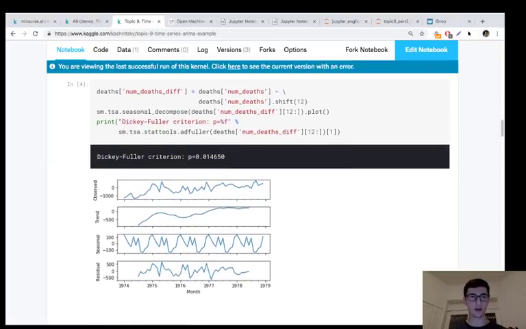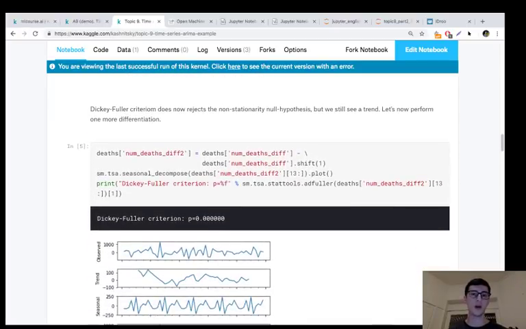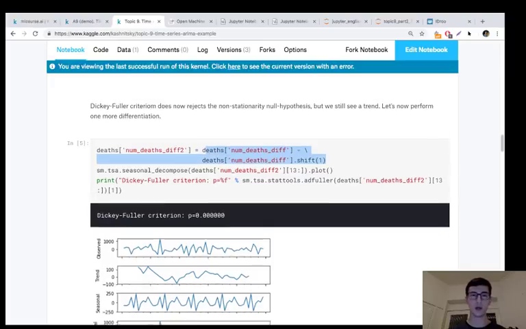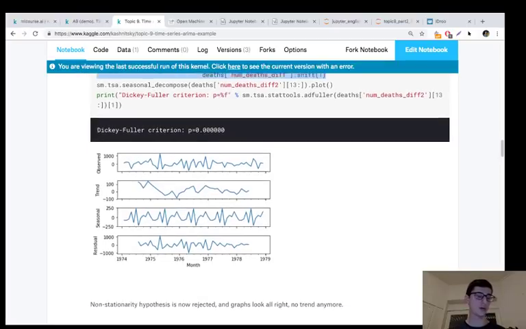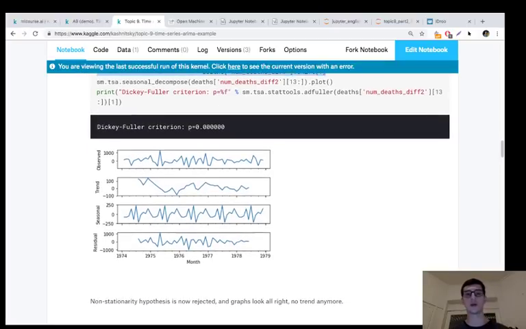But still, if we do STL decomposition, we're still left with a trend. That implies that we didn't drop all of the non-stationarity in our graph. So we can apply differentiation once more. Now, instead of seasonal differentiation, we'll just do a typical one, shifting values just 1 month. Now the Dickey-Fuller criterion says that our graph is stationary, and if we do decomposition into trend and seasonality, we indeed see that the time series is stationary.